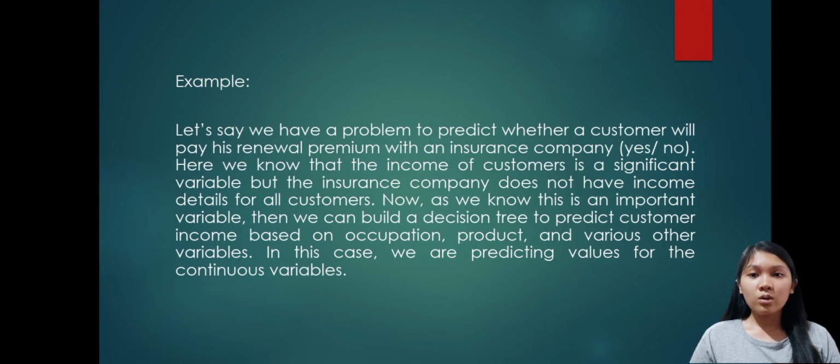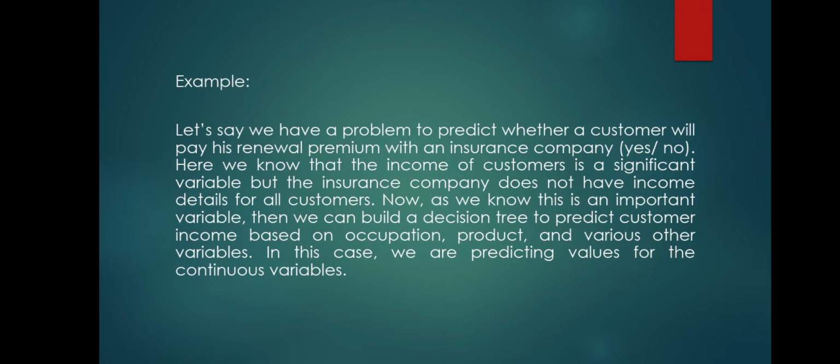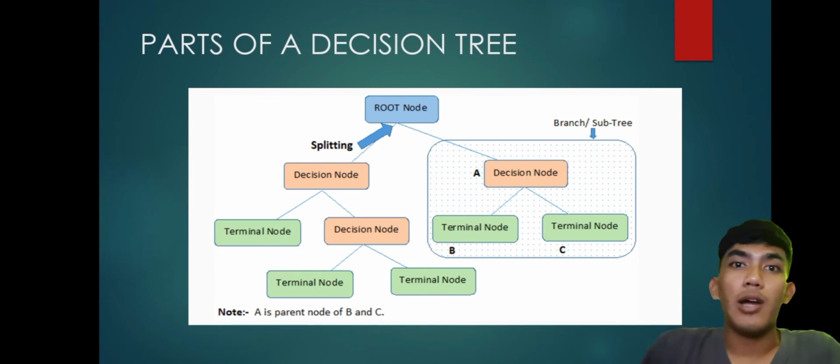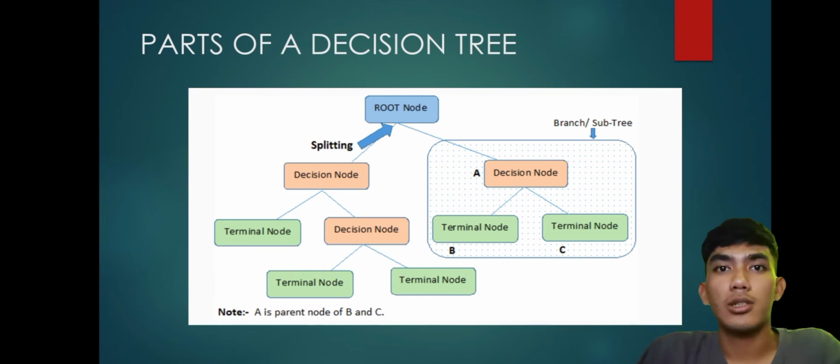Now, as we know this is an important variable, we can build a decision tree to predict customer income based on occupation, product, and various other variables. In this case, we are predicting values for the continuous variables. Now, I will show you a graphical representation of parts of the decision tree.